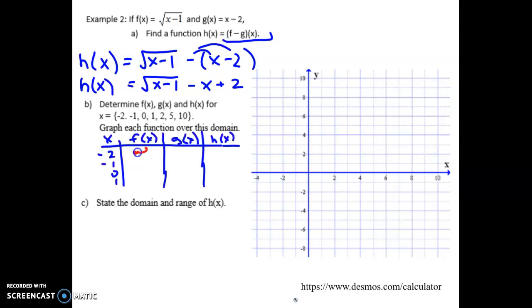So f of x is actually undefined for the first 3 points. Then when you plug 1 in, we're going to get 1 minus 1, which you can square root, and you get 0. So my first point is actually at 1 and 0. If you continue, your next point would be at 2 and 1, 5 and 2, 10 and 3. So this would be your graph of f of x. So notice that f of x has a domain of greater than or equal to 1. So be careful, the domain is only greater than or equal to 1.